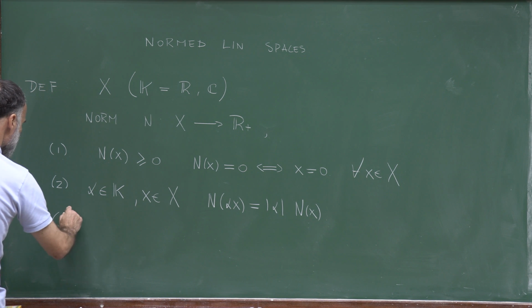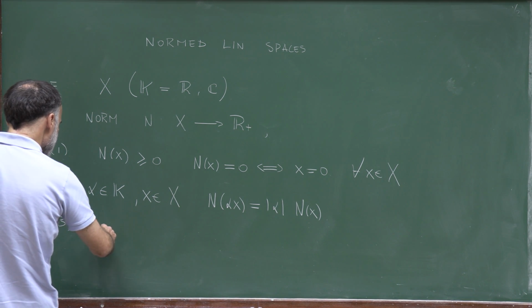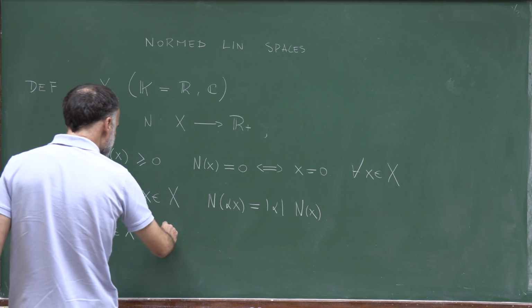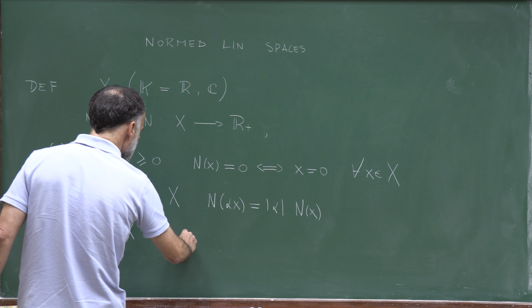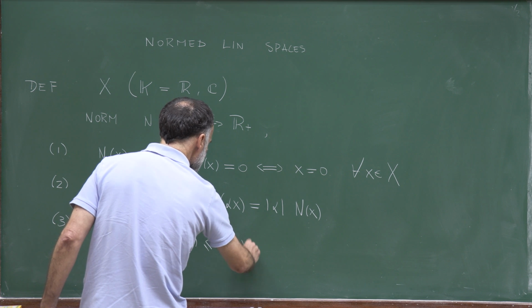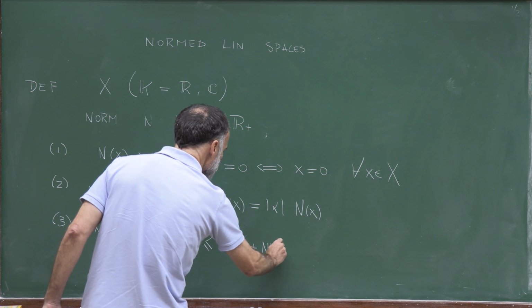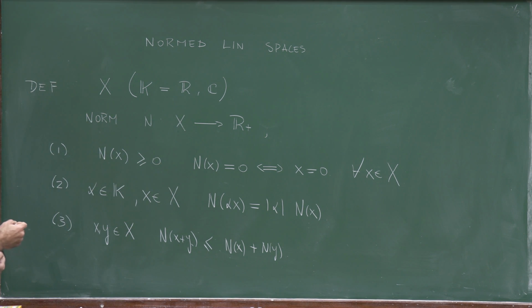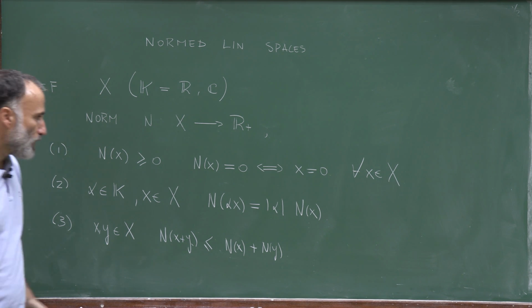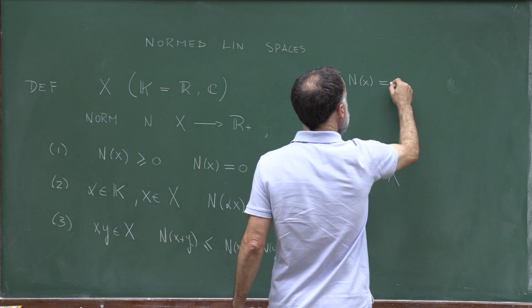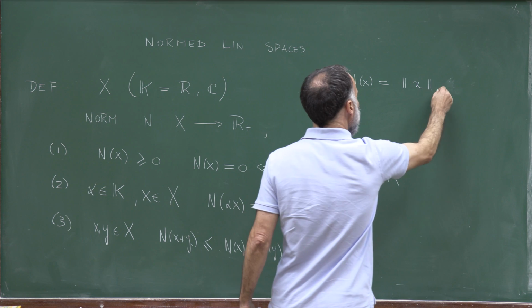And finally, a triangular inequality. So for all x and y in X, we require that n(x plus y) is less or equal than n(x) plus n(y). So a function from X to R plus is called a norm if it satisfies these three properties. And from now on, I will represent n(x) by this symbol, double bar x.